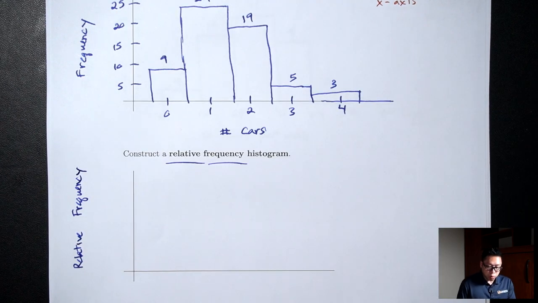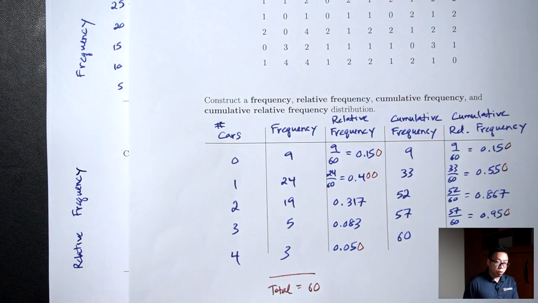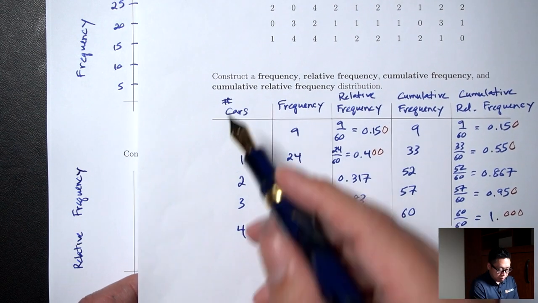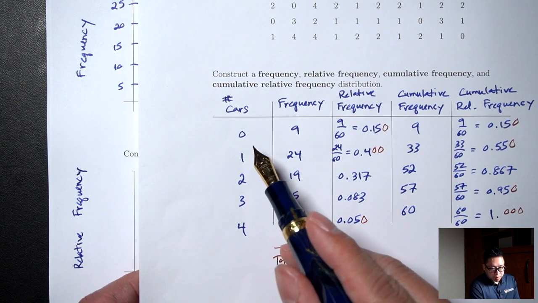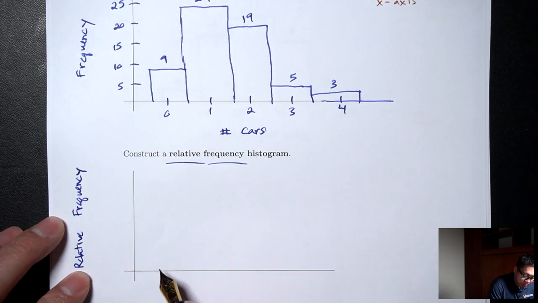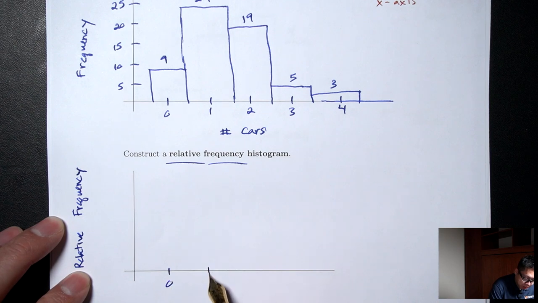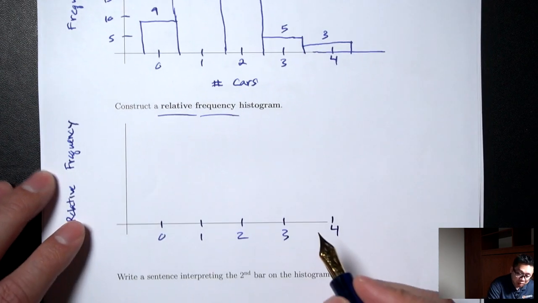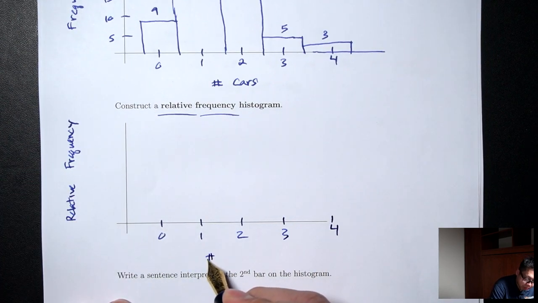Okay, we're in situation one here, so we're talking about these cars. You can list out all possible values, so we're going to list them on the x-axis. 0, 1, 2, 3, 4. I'm going to title the x-axis. These represent number of cars.